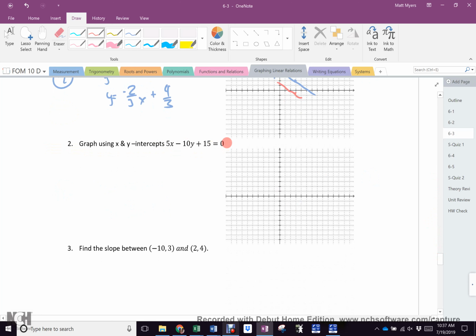Graph using x and y intercepts. If I'm doing the x, what drops out? Y drops out. So I get 5x plus 15 equals 0. 5x equals negative 15. X equals negative 3. And I put a pink dot. If I'm doing the y, what drops out? The x. And I get negative 10y equals negative 15, and y equals positive 1.5.